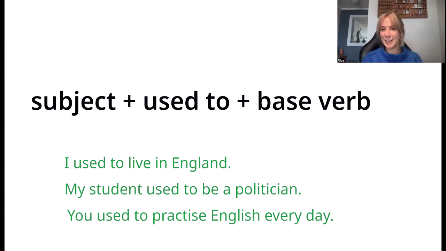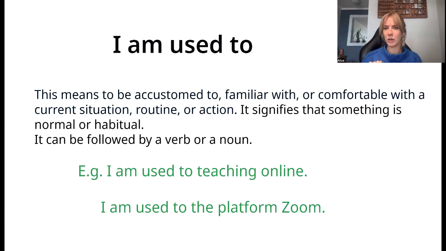Okay, let's look now then. How is this different from I am used to? I am used to. Here we've added the verb to be. I am used to. And it has a completely different meaning. This means that you are accustomed to something, familiar with, or comfortable with. And talking about routines, actions. So it's something normal or habitual.